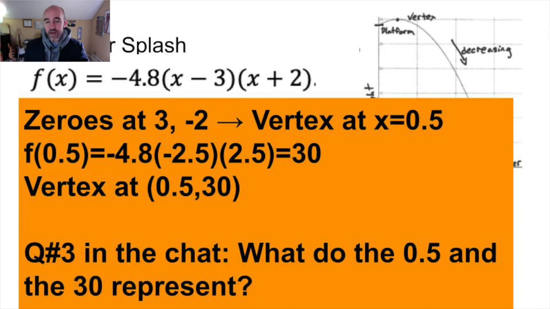But now I'm going to ask you in the chat to say, what do the 0.5 and the 30 represent? You're going to type the 0.5 represents blank and the 30 represents blank. Hit enter. Your teacher will call on one of you to explain why, and then we'll see how you did.